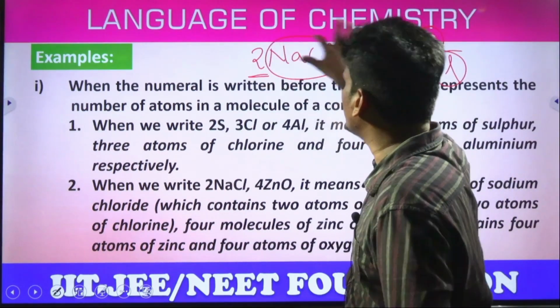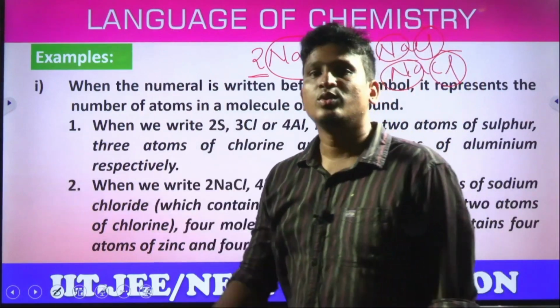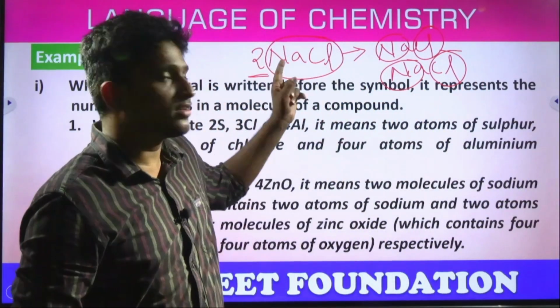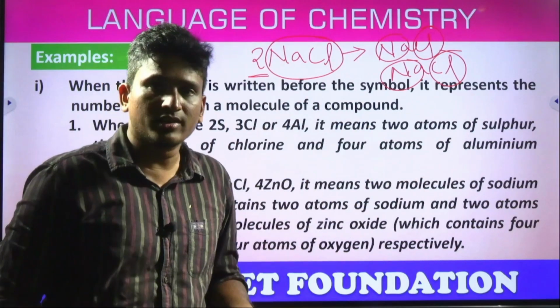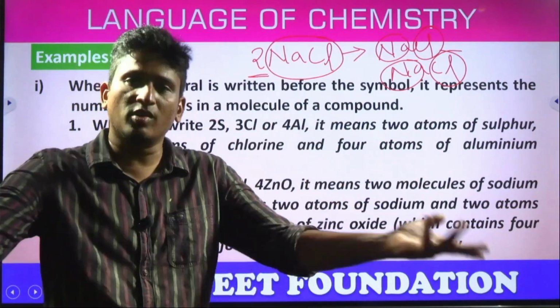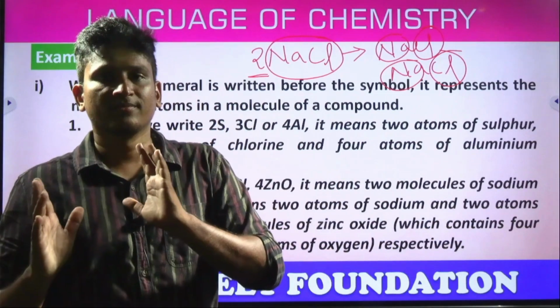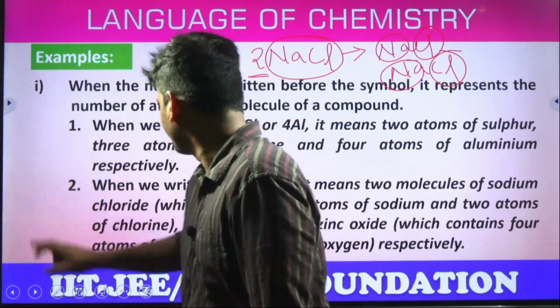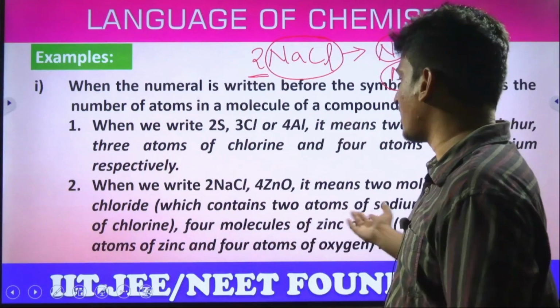2NaCl. Understood, students? 2 sodium chloride molecules. In every sodium chloride molecule, there is one sodium, one chlorine. In 2 molecules means 2 sodiums, 2 chlorines. In 10 molecules means 10 sodium, 10 chlorine. That is the point. So, right, clear? So, next we have other examples also.